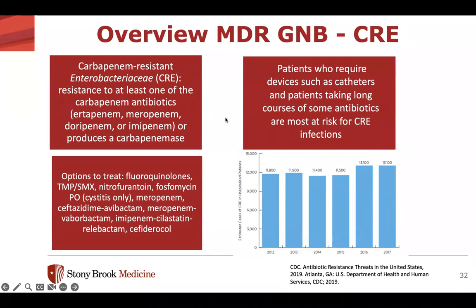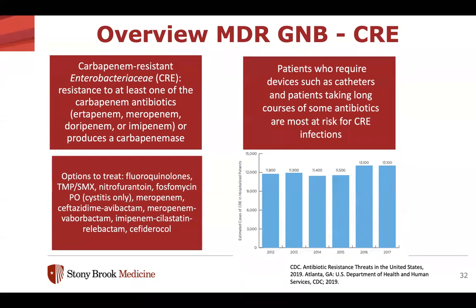And now we're going to talk about CRE, carbapenem-resistant Enterobacteriaceae. That means it's resistant to at least one of the carbapenem antibiotics like ertapenem or meropenem, or it produces a carbapenemase. A carbapenemase makes carbapenem antibiotics ineffective and rapidly spreads resistance that destroys these important drugs. Patients who have devices such as catheters are at risk of getting a CRE infection.